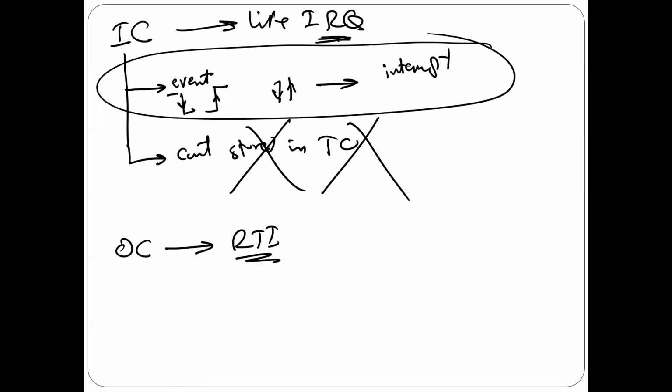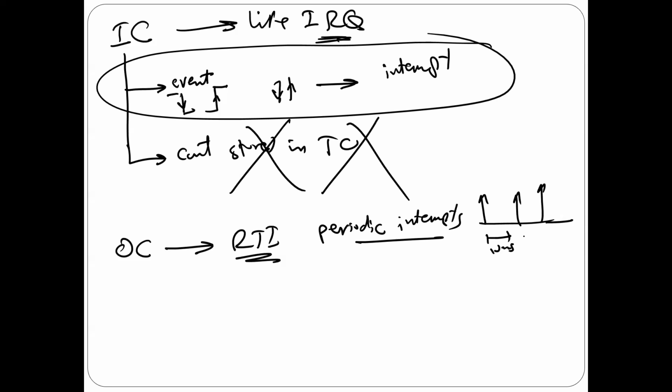The other thing: I told you output compare can be used like RTI. How? I'm going to tell you how. What is RTI? RTI, as I explained before, means periodic interrupts. Is that okay? Periodic interrupts means, for example, I need an interrupt every 10 milliseconds or whatever. So every 10 milliseconds, I need an interrupt. And what is output compare?